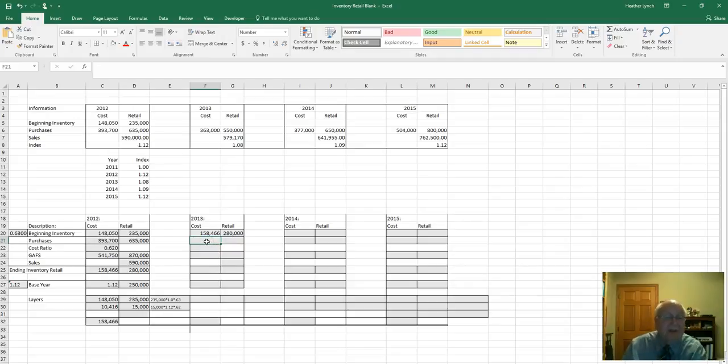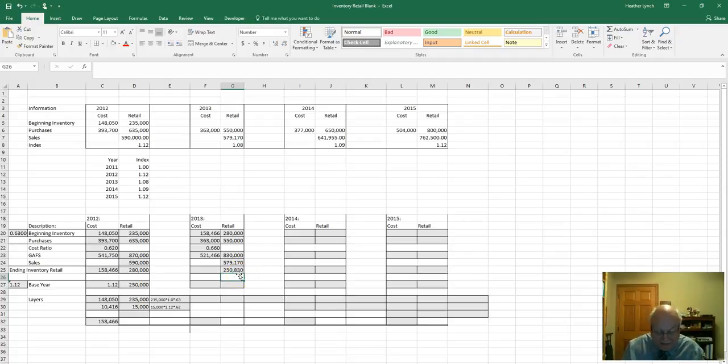Okay. Then we have this year's purchases of 363. And this one is 550. Cost ratio, we recalculate it under the new ones. So it's 363 divided by the 550, gives us the 66%. I think I had these come up pretty decent. And this is then equal to the 158,466 plus the 363. We add the 280 and the 550 together to get 830,000. Our sales is 590, which we then take 830 minus the 590, and we get 240,830.